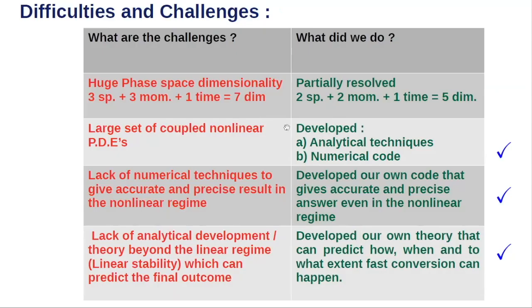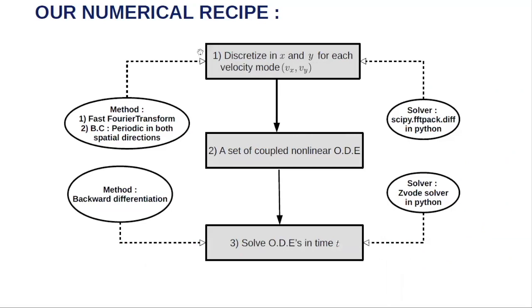So firstly, to introduce our numerical recipe that we will be using to solve this equation of motion. We used a code which follows this numerical strategy, where we first discretize our spatial direction. We discretize the spatial directions into different spatial beams for each velocity mode. As a result we get a set of coupled nonlinear ordinary differential equations instead of partial differential equations, which makes the system much simpler.